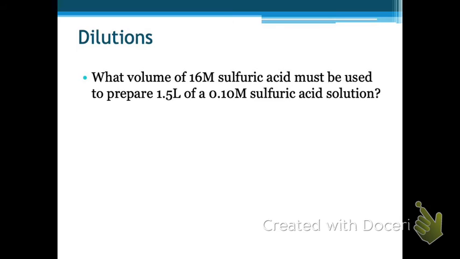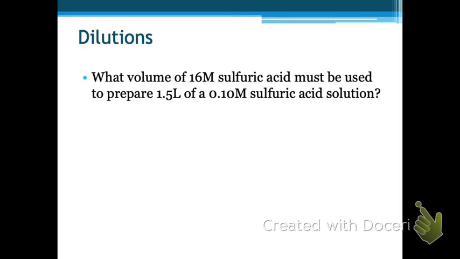What volume of a 16 molar sulfuric acid solution must be used to prepare 1.5 liters of a 0.10 molar sulfuric acid solution?